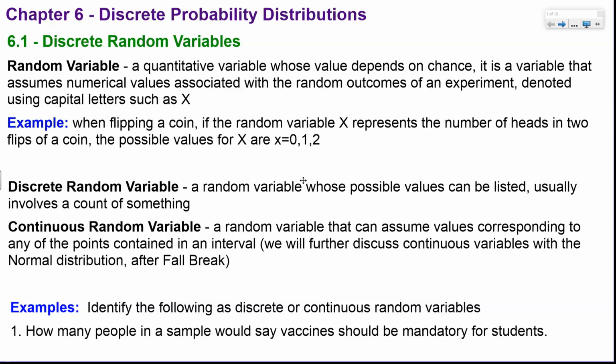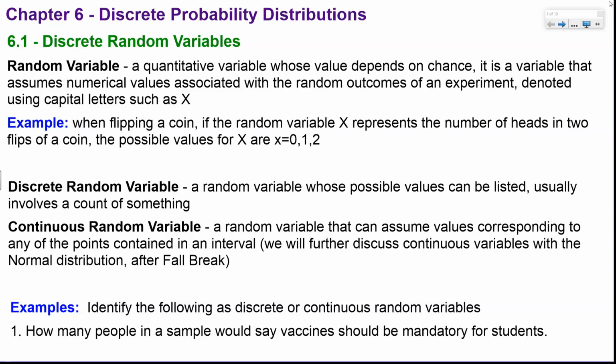A random variable, though, we haven't necessarily talked about that, but a random variable is a quantitative variable whose value depends on chance. It's a variable that assumes numerical values, of course, because it's quantitative, right? Associated with the random outcomes of an experiment denoted using capital letters such as capital X. So when flipping a coin, if the random variable X represents the number of heads in 2 flips of a coin, the possible values for X are 0, 1, and 2.